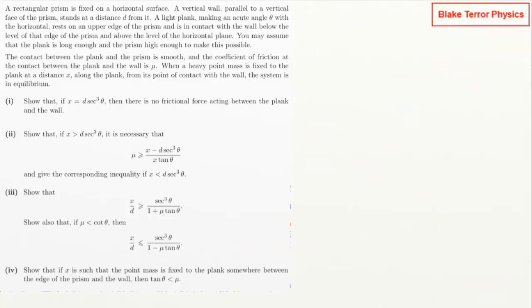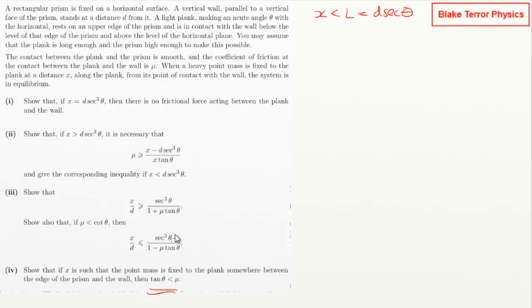And then part 4, right, so show that if x is such that the point mass is fixed to the plank somewhere between the edge of the prism and the wall, so that means that x is less than L, then what am I saying? And L was equal to d sec theta, wasn't it? Because L cos theta was d, so d sec theta is L, x is less than d sec theta. So that's what we got with that implication of that piece of information.